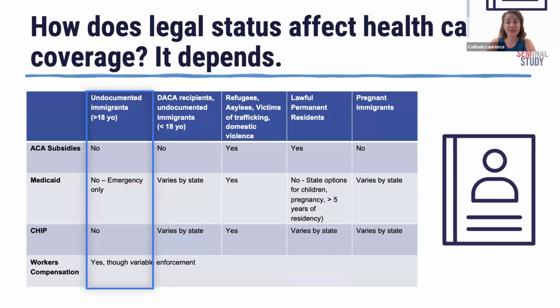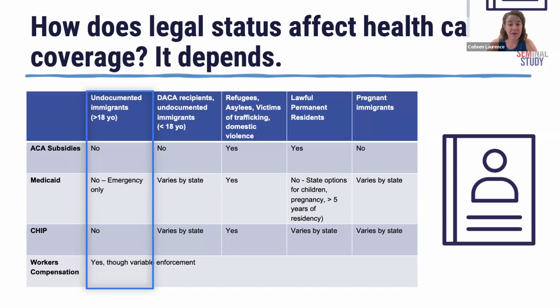As I mentioned in the preceding slide, legal status can affect individual access to healthcare coverage. Typically, refugees and recognized asylees and victims of trafficking and violence are the most likely to have healthcare coverage. For others, it depends on a number of factors, including their legal status, their age, the state where they currently reside, among others. This chart provides a brief summary of the healthcare insurance coverage available to different groups.